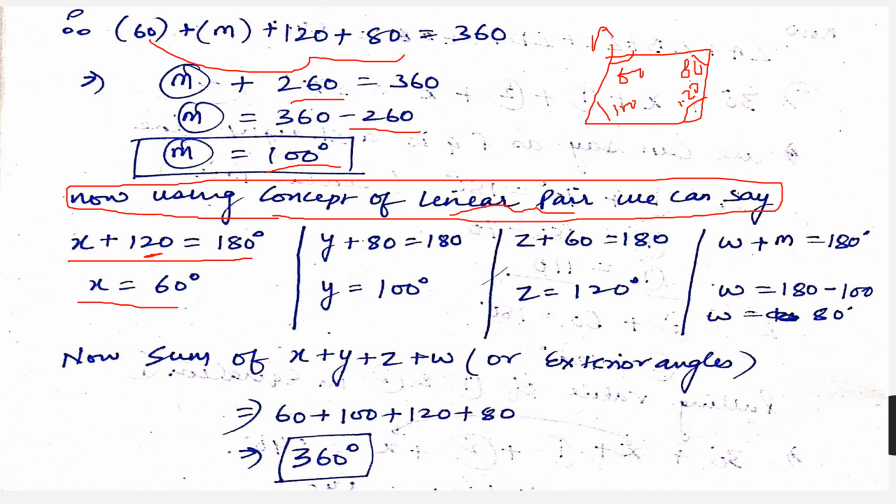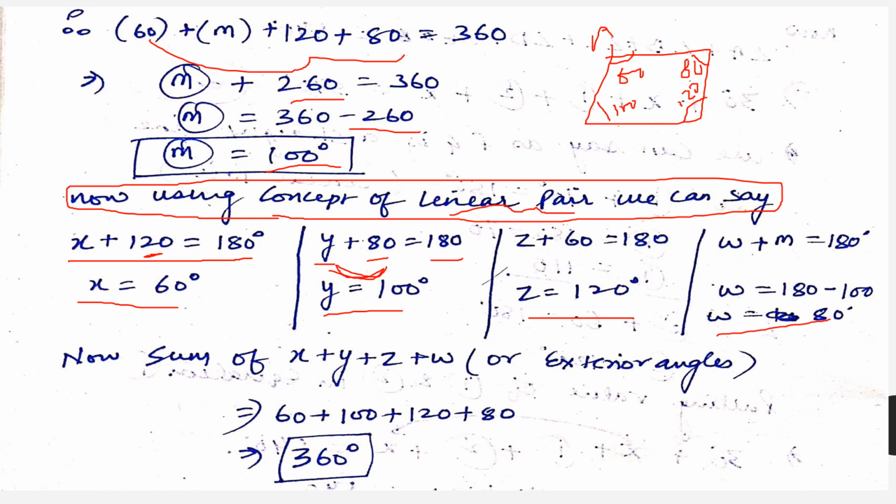Similarly, angle y, the exterior angle, plus 80, the interior angle, they both are forming a straight line. So again the sum is 180, which gives us y equal to 100 degrees. Similarly, z equals 120 and w is equal to 80 degrees.